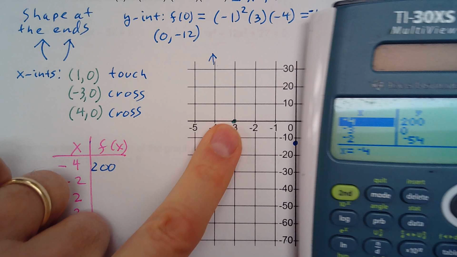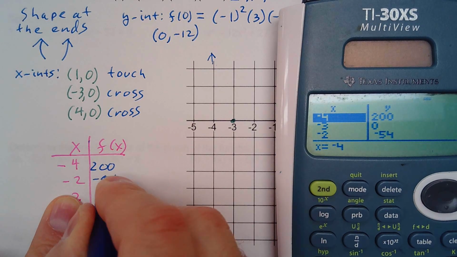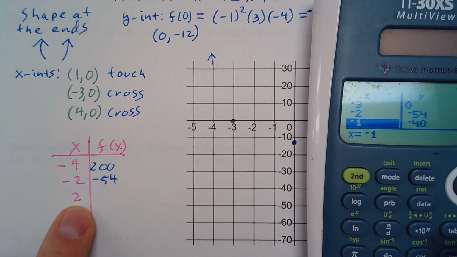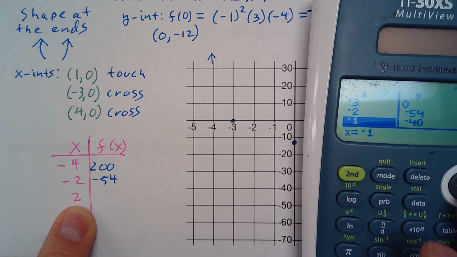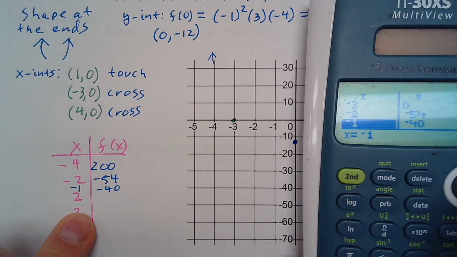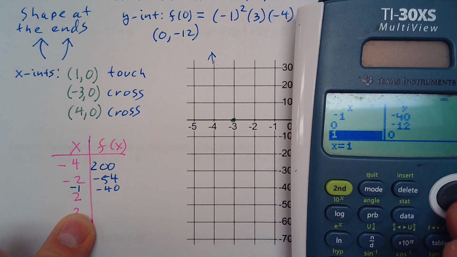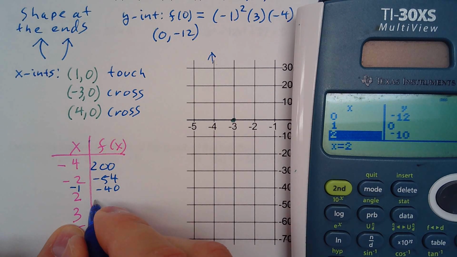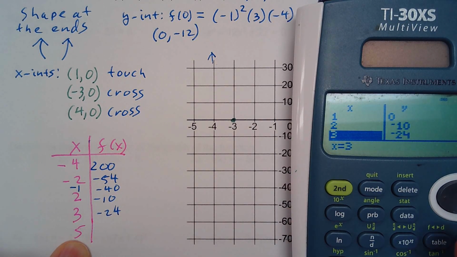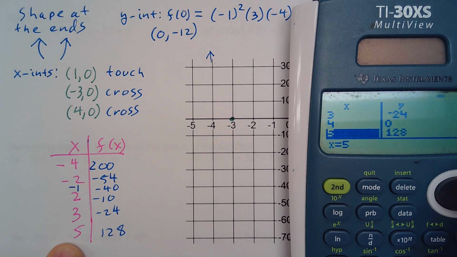Well, that verifies that. So negative 2, we got negative 54. Negative 1, we got, well, I guess we could include negative 1 if you want to. It'd be negative 40. So I'll go ahead and put that in. That might be helpful. 0 is negative 12. That makes sense. 1 is 0. Yep. 2 is negative 10. 3 is negative 24. 4 should be 0, and 5 is 128. Okay, so let's see what we got here. And I'm just reading them off.